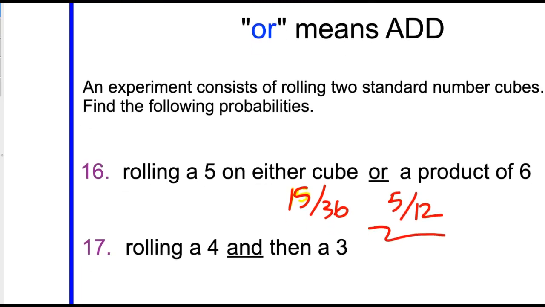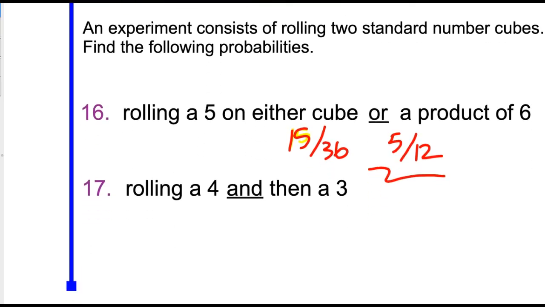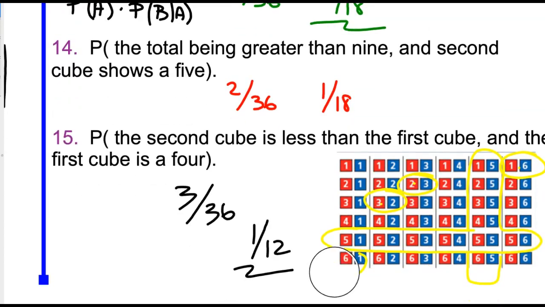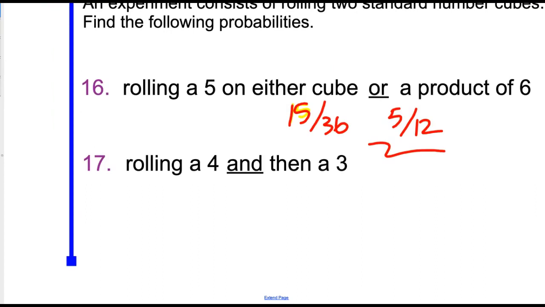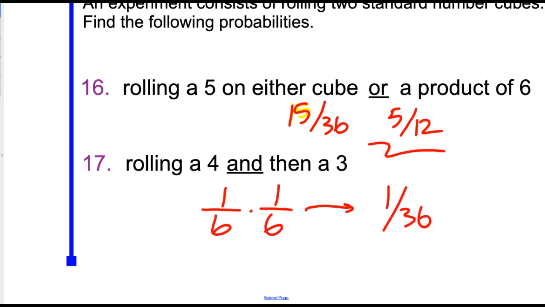Okay, so you got to watch out for and/or there. And we're going to get into or a little bit more in 11.4 as well. Rolling a 4 and then a 3. So rolling a 4 first and then a 3, go back to the sample space. Rolling a 4, that would be in the red one. And then rolling a 3. How many possible outcomes is that? Right there, it's 1. Rolling a 4 is 1/6 times the probability of rolling a 3, which is 1/6 as well. So it's 1/6 times 1/6, which is 1/36. The other one up there was 11/36 plus 4/36 for a total of 15. So careful with and/or. And means multiply, or means add.